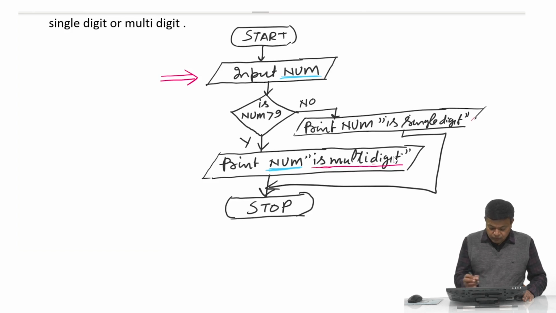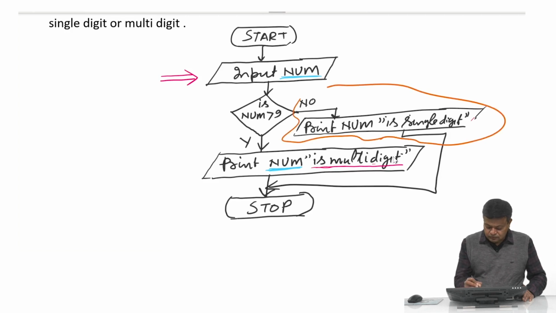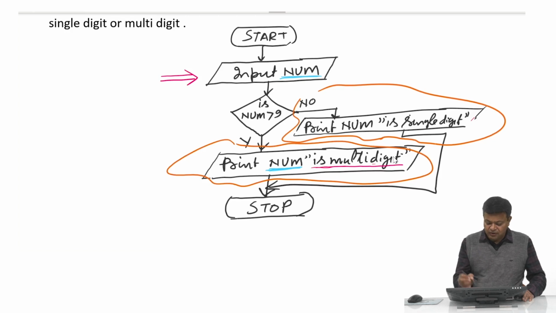Okay. So, either this will happen or this will happen, both things are not happening together. So, that is why this is called a logical decision box, either we go this way or we go this way. Okay. And in both the cases, if my number is single digit, then after that I stop. If my number is multi digit, then I do not go there, I come down, and after printing this I stop. Okay. That is how these things will be working.